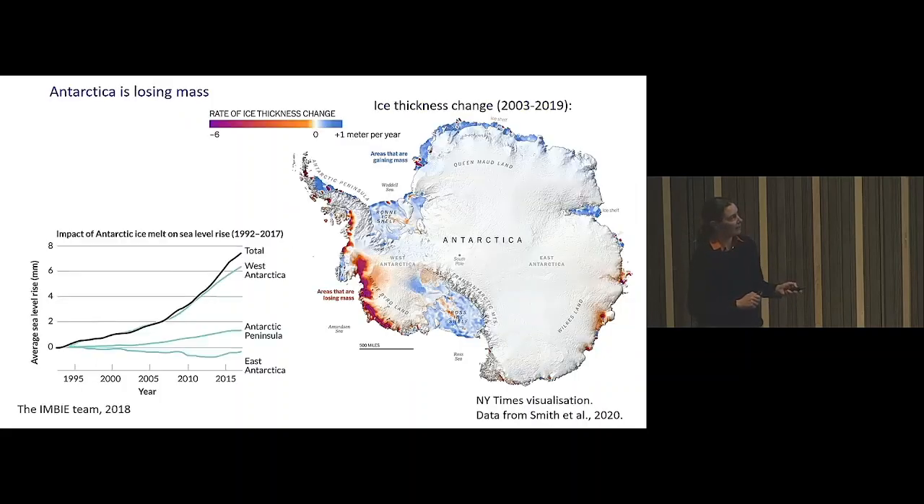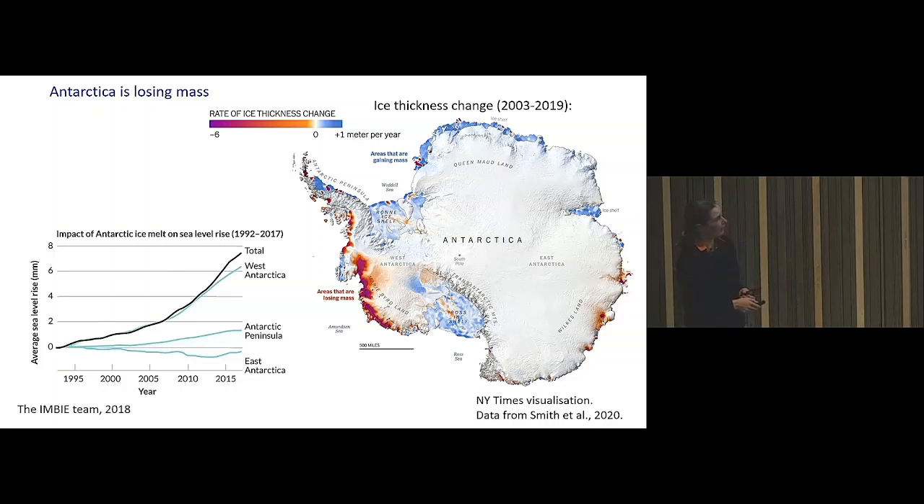Okay, so that brings me on to talking about some science that I do with this model. I'm going to give you a bit of background about why the ocean is important for Antarctica, and then go through a few different examples of science projects that we've done with this model.